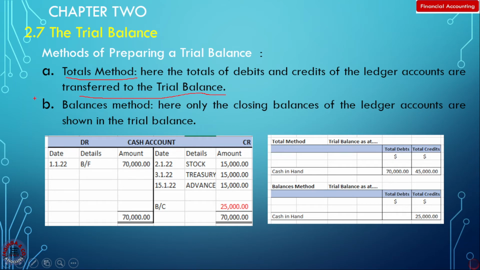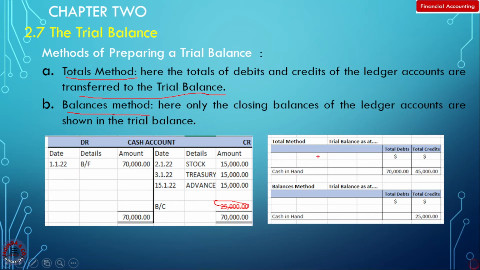Remember, the payments within the cash account will be on the credit side, and the amounts on the debit side and the amount on the credit side in terms of payments, not balance carried down, are transferred to the trial balance. And then the second method is the balances method. In the balances method, we are just transferring the balance carried down. Like now we have here a cash account, where the balance carried down is 25,000 shillings. So this 25,000 shillings is what will be transferred to the trial balance in the balances method. So I hope you ladies and gentlemen have gotten the difference.